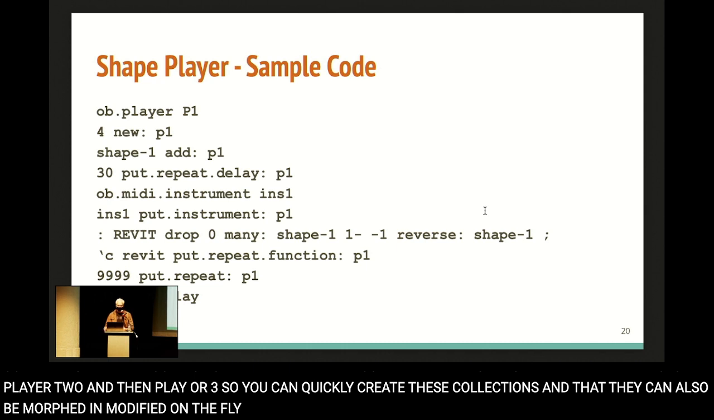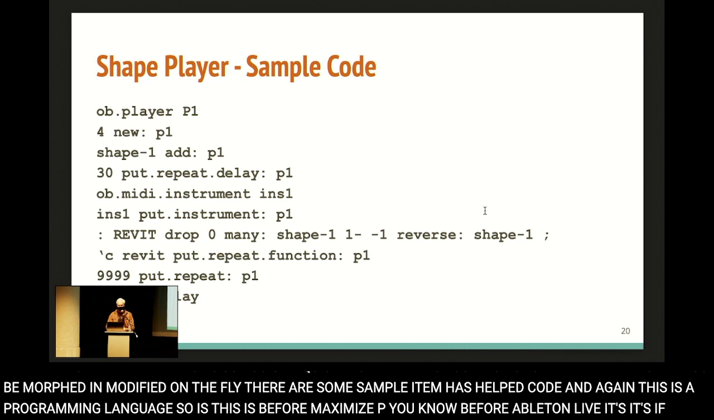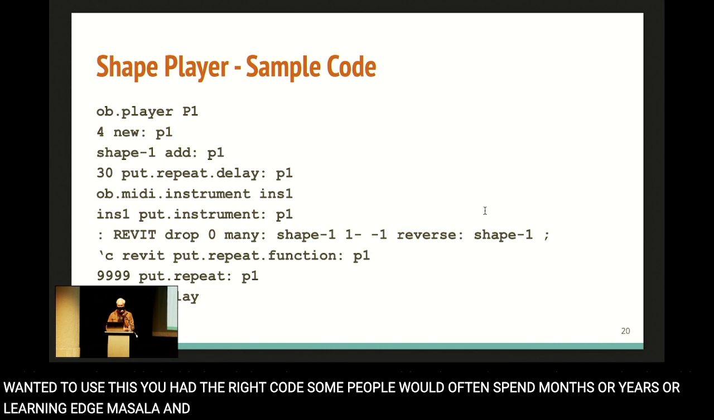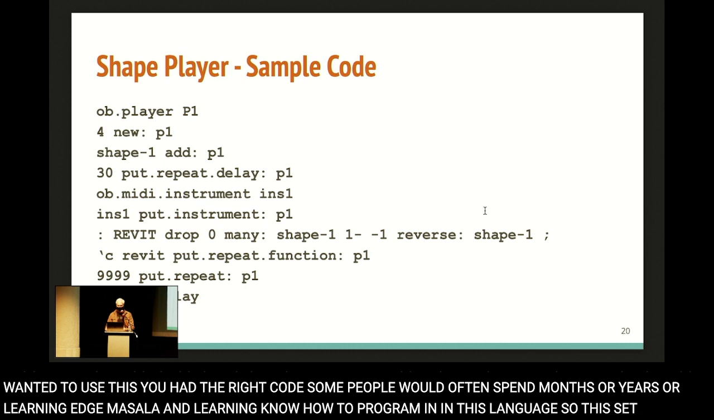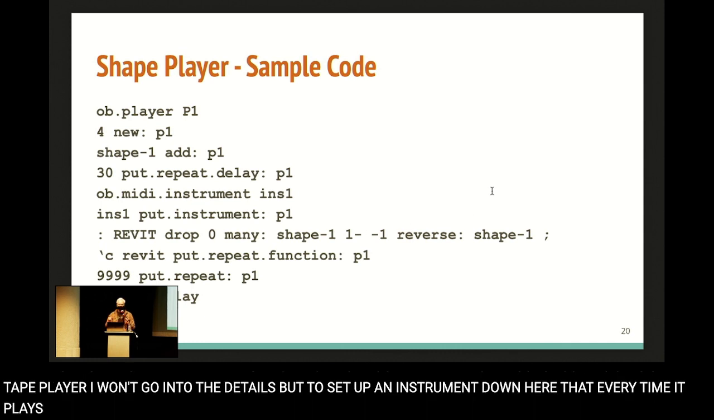So here's some sample HMSL code. And again, this is a programming language. This is before MaxMSP, before Ableton Live. If you wanted to use this, you had to write code. So people would often spend months or years learning HMSL and learning how to program in this language. This sets up a shape player. I won't go into the details, but it sets up an instrument down here that every time it plays the shape, it reverses it and then plays it again, then reverses it and plays it again.